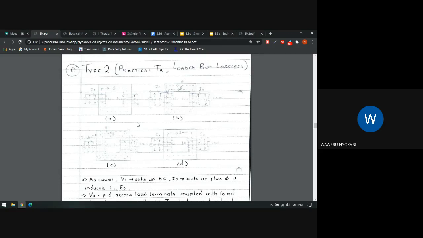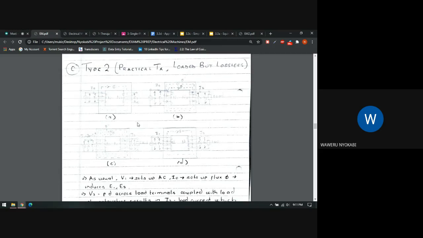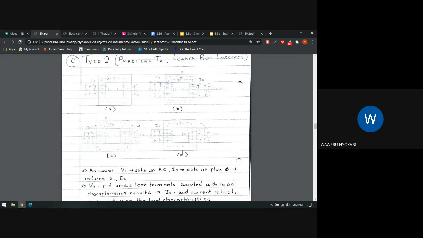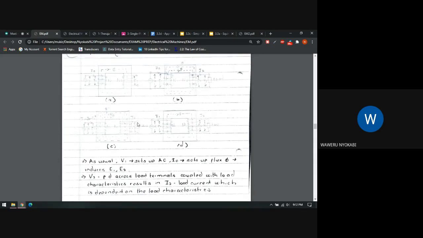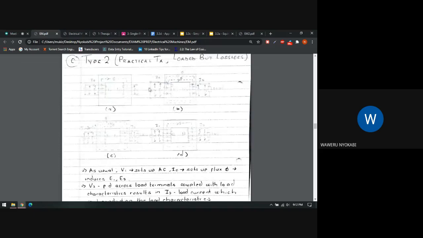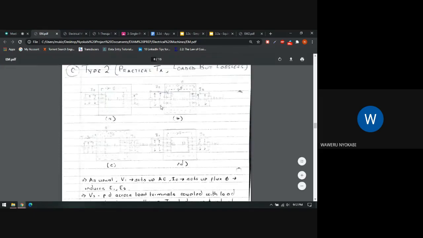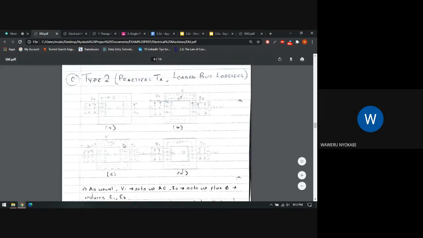Okay, so under the research questions for the type 2, I'm reading from my phone. So in your own words, why is I2 sometimes called the demagnetizing current? In order to answer that, I'll just quickly take you through the operation of the practical transformer that's loaded but lossless.